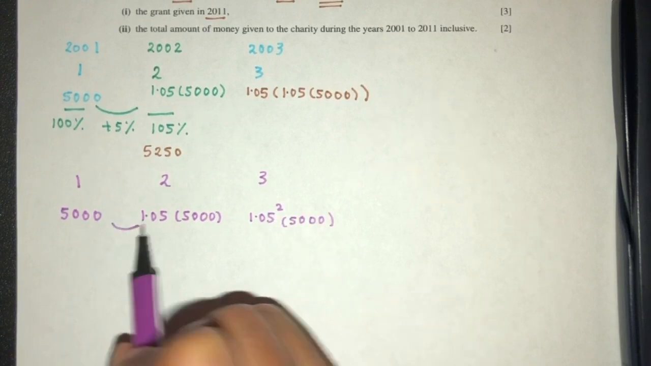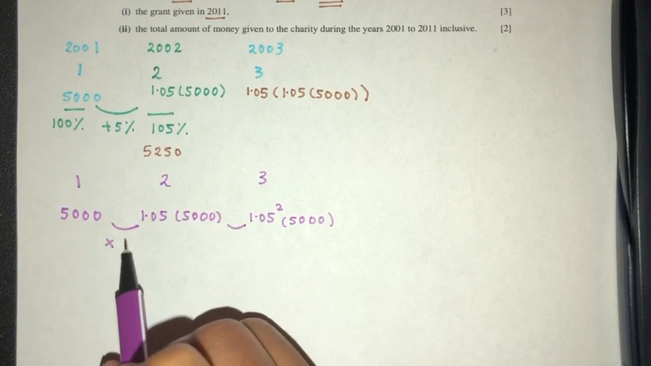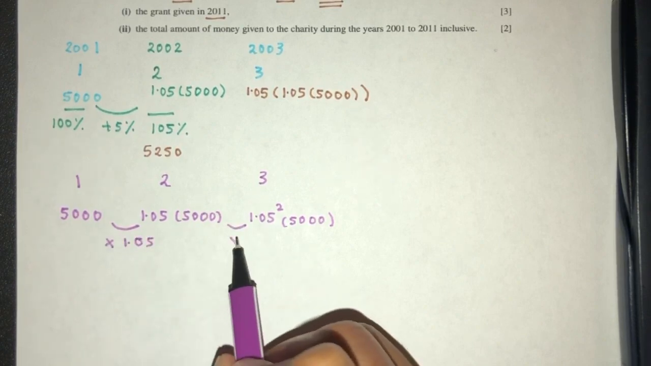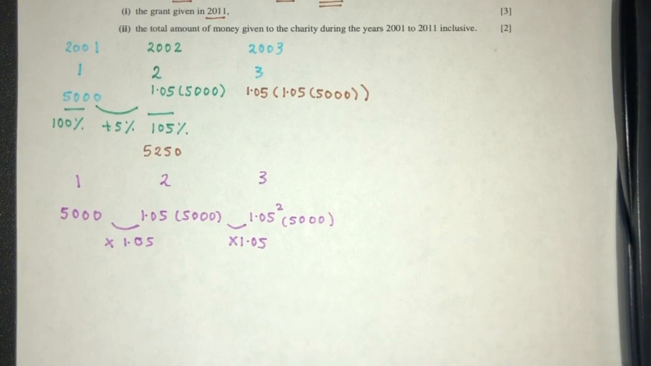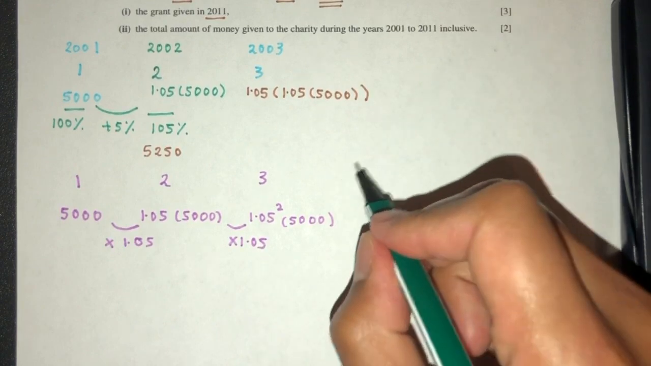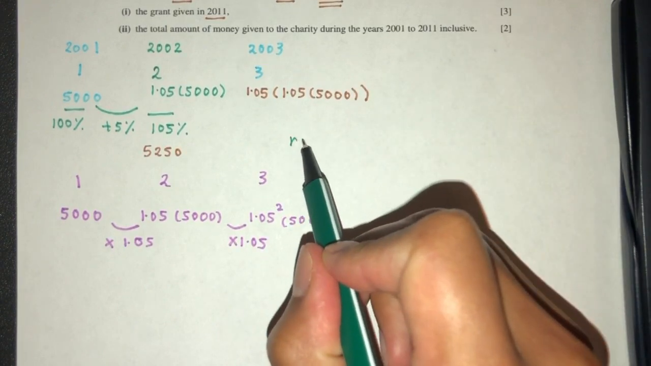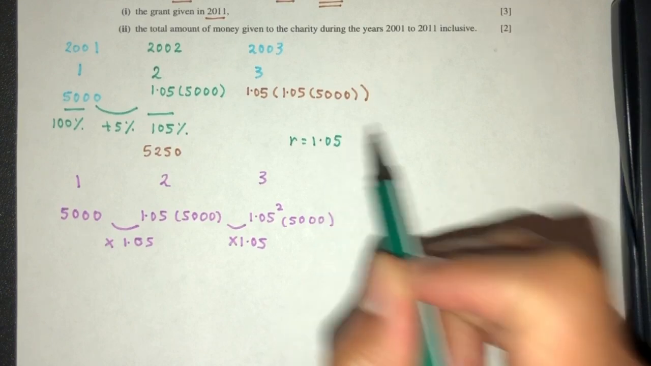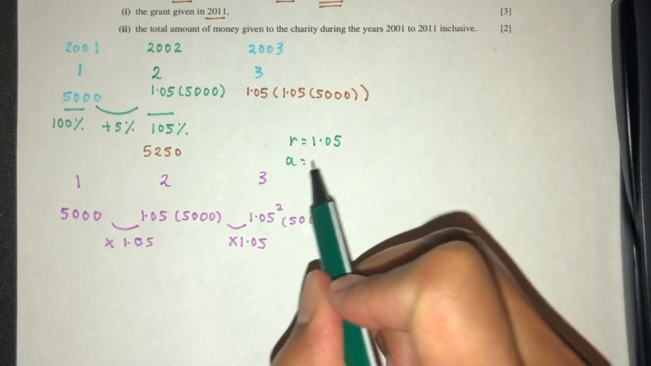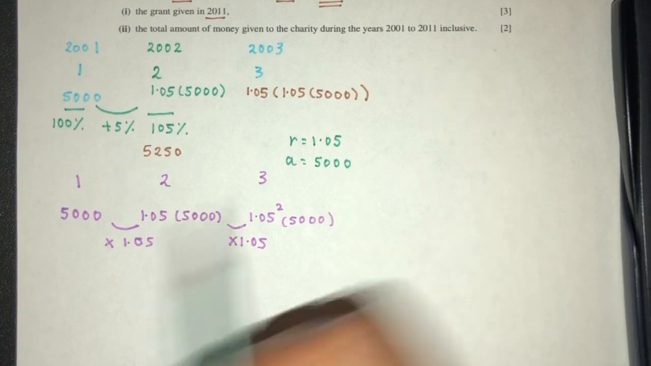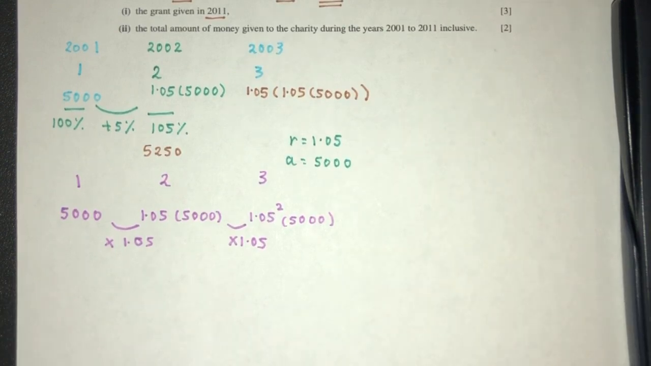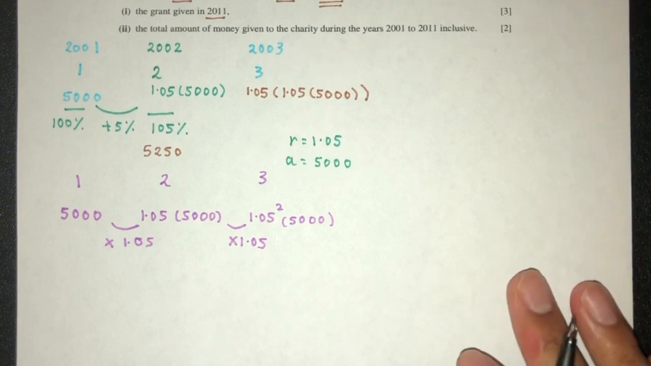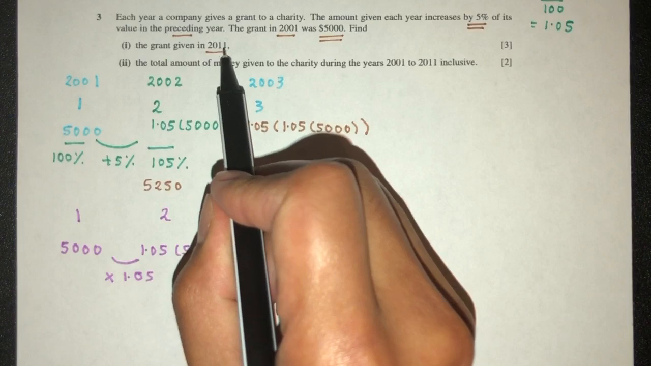Every time we're increasing by the same multiple, which means it has a common ratio. The common ratio is r equal to 1.05, and the first term is equal to 5,000 as given by the information. Now, with a common ratio and first term, it is going to be a geometric progression. Now we have to find the amount given in the year 2011.